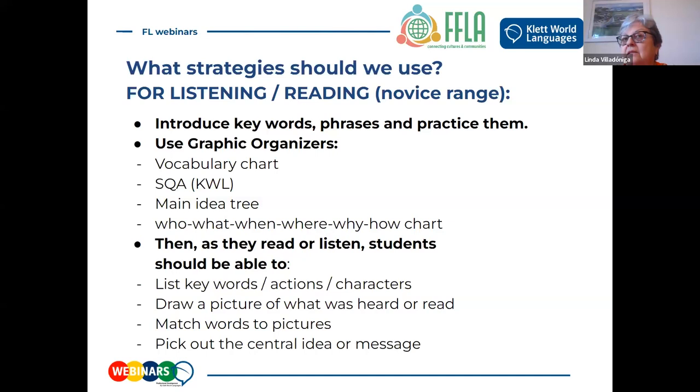Draw a picture of what was heard or read. There's nothing quite like a visual to connect. That's another square you could have in the vocabulary chart. Draw a picture. Not every word, of course, is illustratable, but if it is, it's another connection that the student is making. They can match words to pictures.